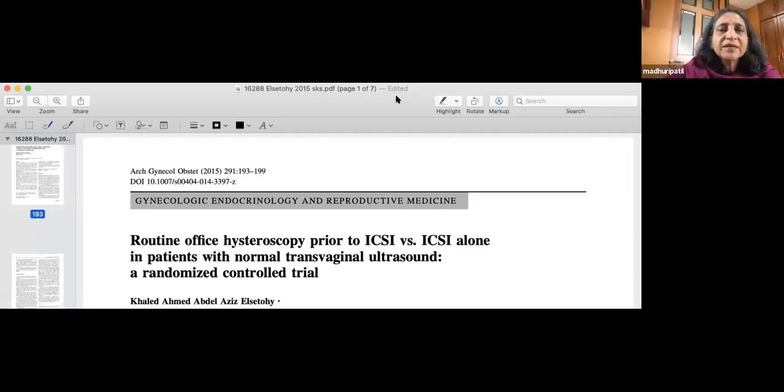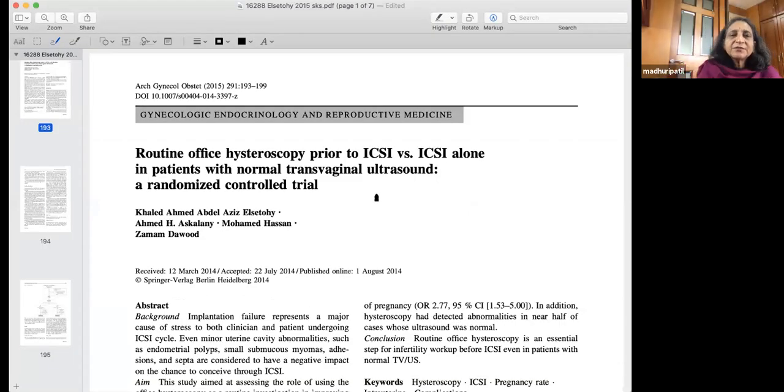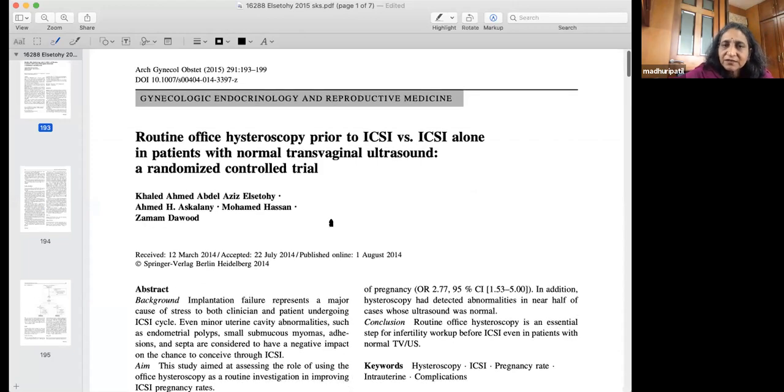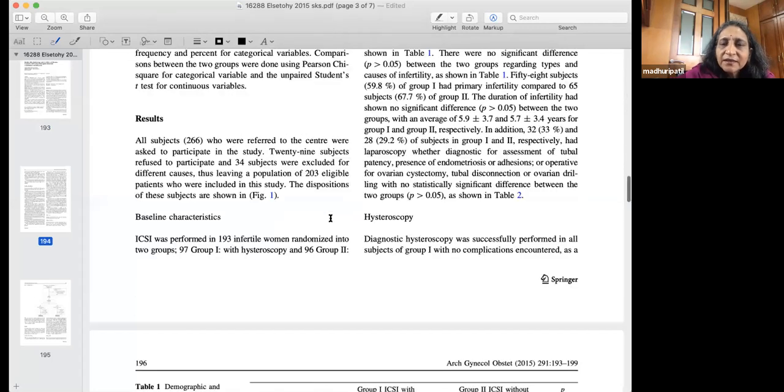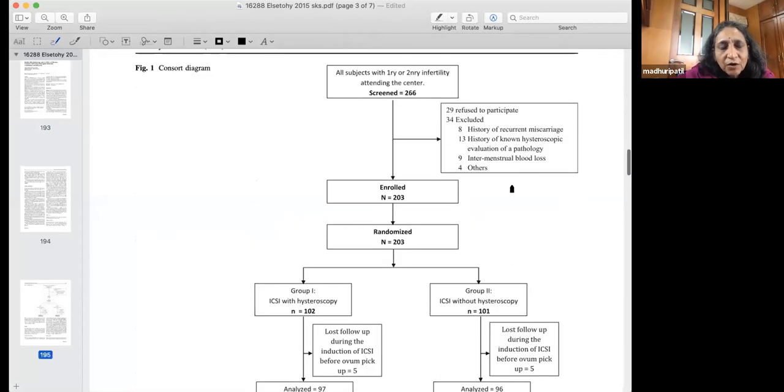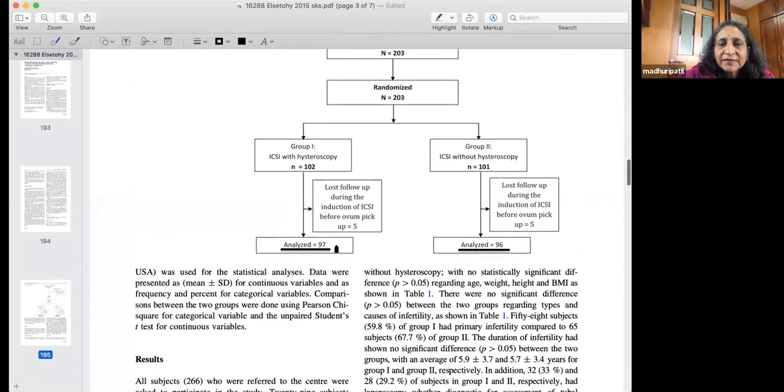Can you see? Okay. So this was also another paper which was published, and it looked at routine hysteroscopy prior to IVF/ICSI versus ICSI alone in patients with normal transvaginal ultrasound. It was also an RCT. Again, they had done a computer generated randomization, but they had a smaller number of patients, with a total analysis of 97 and 96 patients.